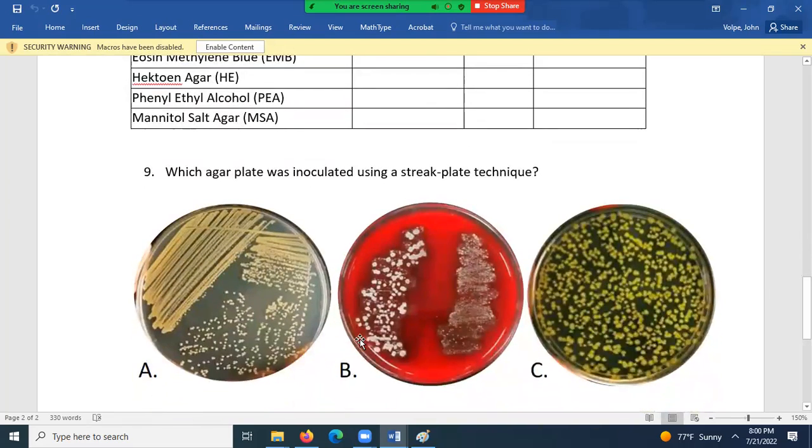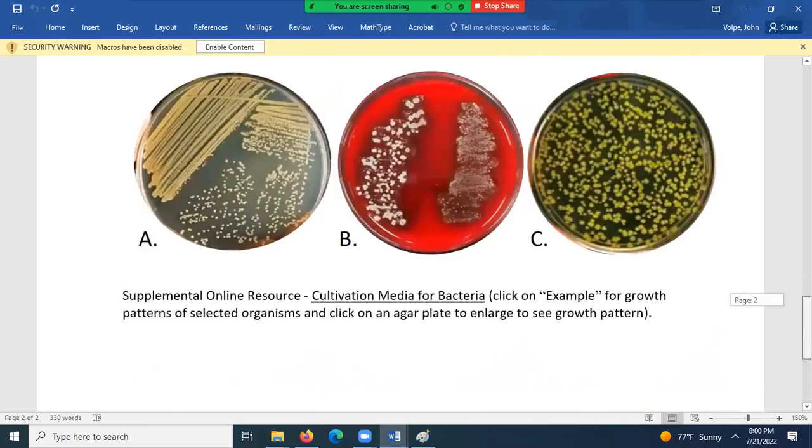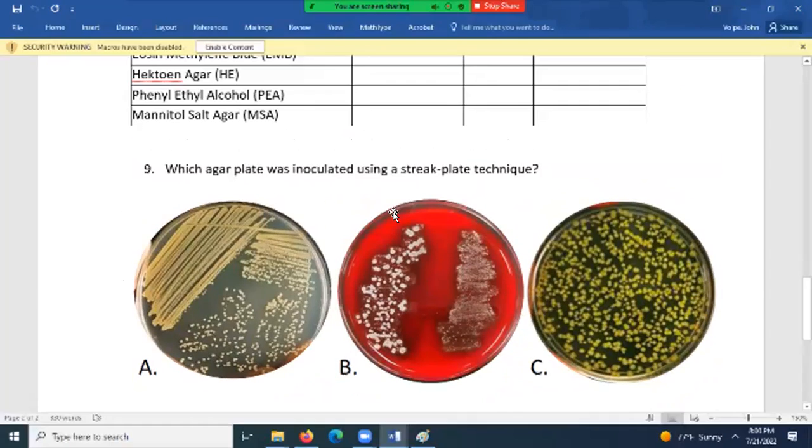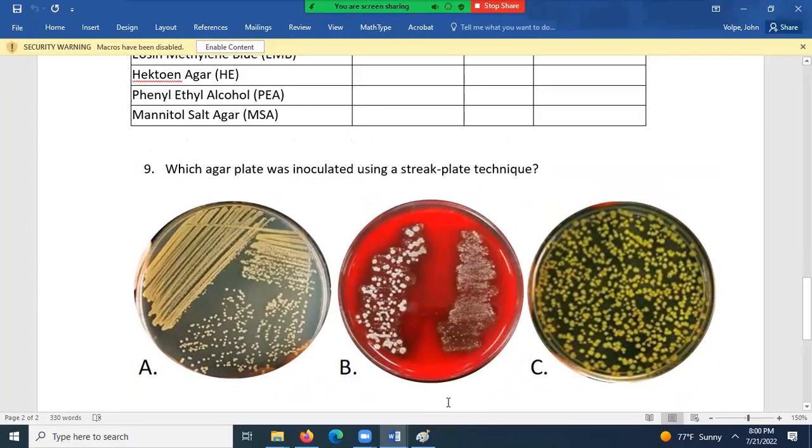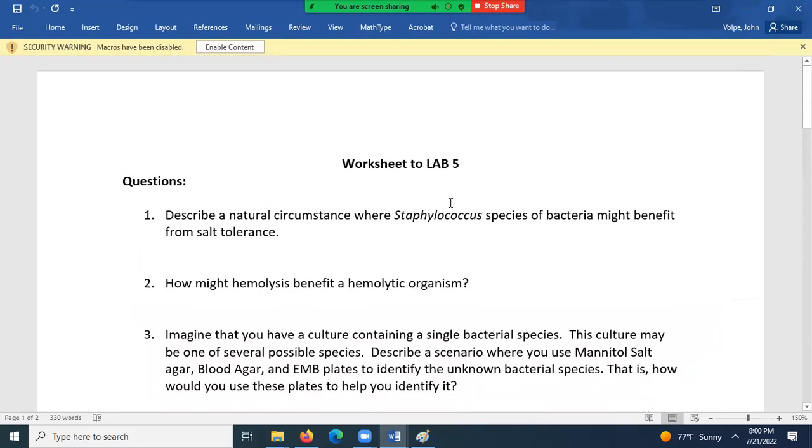9, we have 3 plates here, and it's asking which agar plate was inoculated using a streak plate technique, meaning where you streaked for colony isolation. And then that's it. When you're done, type up your answers and submit it to the appropriate place for submitting worksheet for lab 5. And make sure you have it submitted by Saturday, 11:59 p.m. because I'll begin grading about that time.